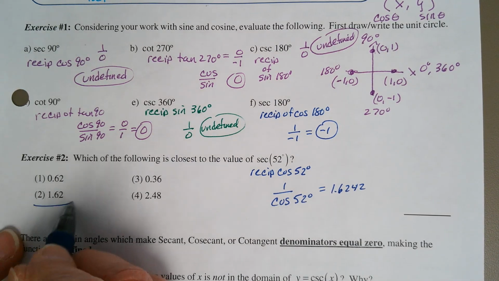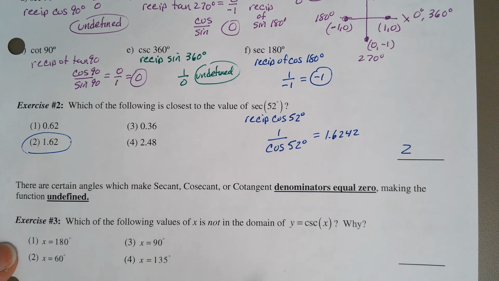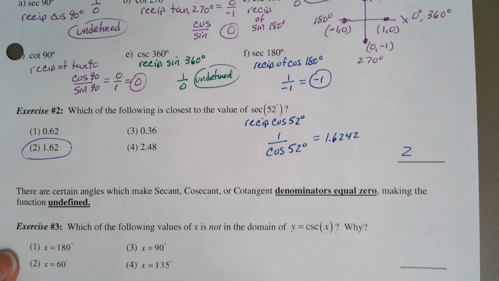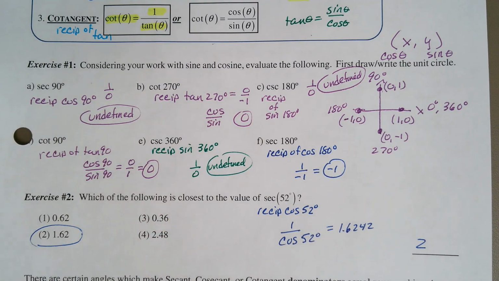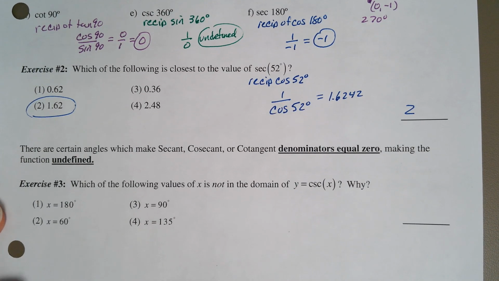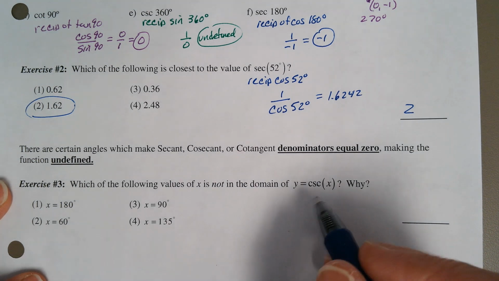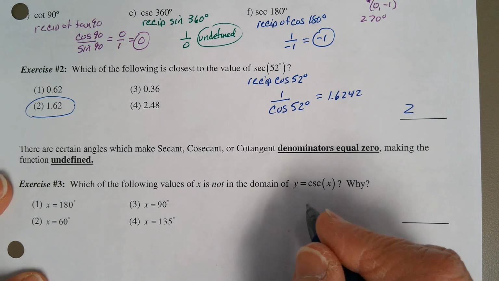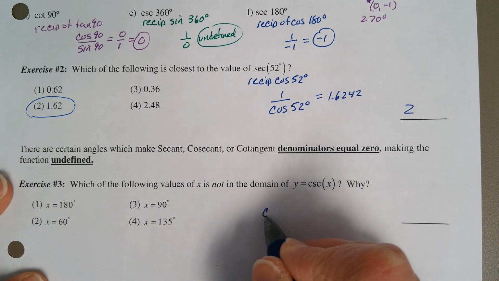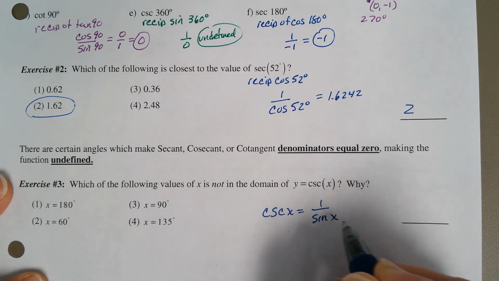Choice 2. There are certain angles which make secant, cosecant, cotangent denominators equal to 0 by making the function undefined. As we saw, we had several undefined in exercise number 1 above. Which of the following values is not in the domain of y equals cosecant x? Cosecant is the reciprocal of sine. So cosecant x is equal to 1 over sine x.